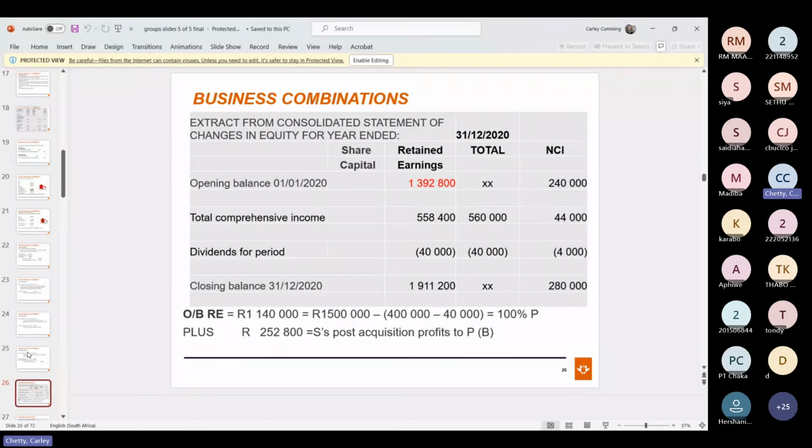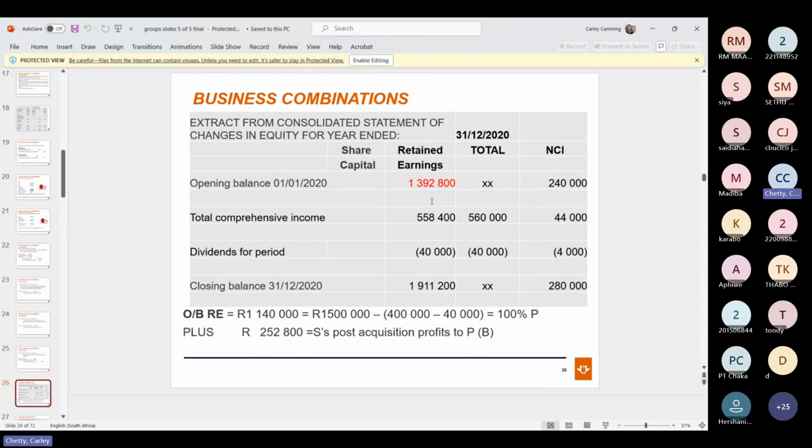Next, we need to have a look at the consolidated statement of changes in equity. Not all of the information was given in the question to do this, but we'll just have a look at the retained earnings column. Sometimes in a test or exam, you can be asked to just do the retained earnings column, or you can sometimes be asked to do the whole statement of changes in equity. So just keep that in mind. You need to know how to do the retained earnings column.